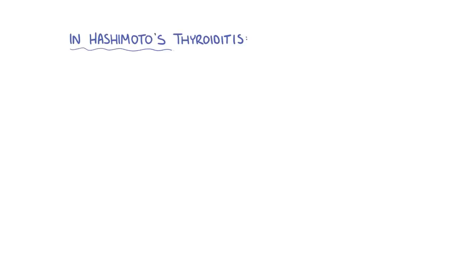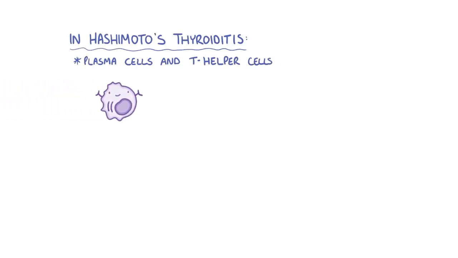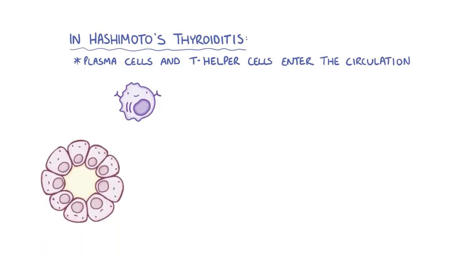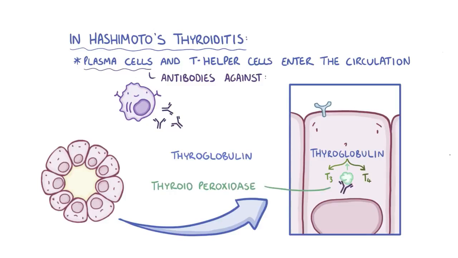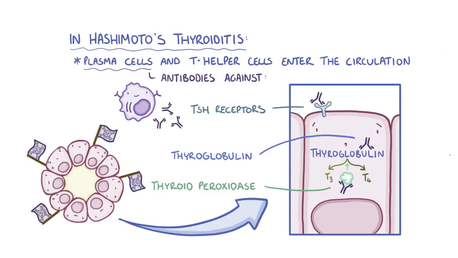In Hashimoto's thyroiditis, these plasma cells and T helper cells enter the circulation and reach the thyroid gland. Once there, plasma cells make antibodies against thyroid peroxidase, thyroglobulin, or TSH receptors. These autoantibodies bind to and block those targets, which gets in the way of normal thyroid function. In addition, they act like a tag on the follicular cells that have these proteins, so that they can be targeted and destroyed by natural killer or NK cells.